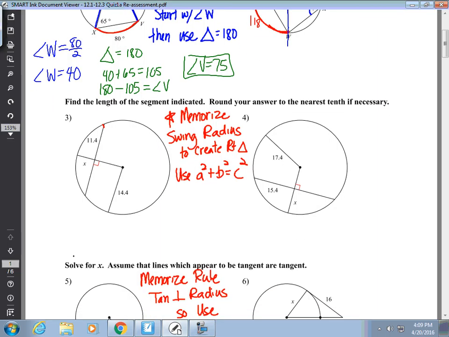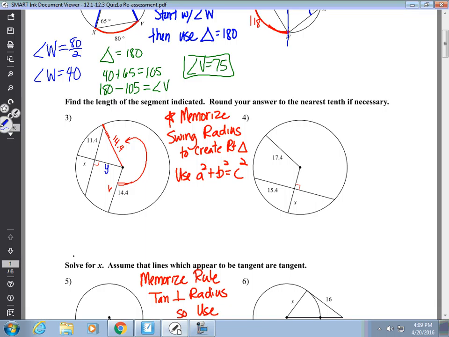On number 3, we talked about swinging the radius. Make sure you would definitely see this again. Swing the radius over to the other side to make your right triangle. When I do that, I know this is my radius, which is 14.4, so this hypotenuse is 14.4. Let me fix that. Swing the radius, 14.4, and swing it over here. Then we're going to use the Pythagorean theorem to find the missing leg, and then use that to find the missing piece X.